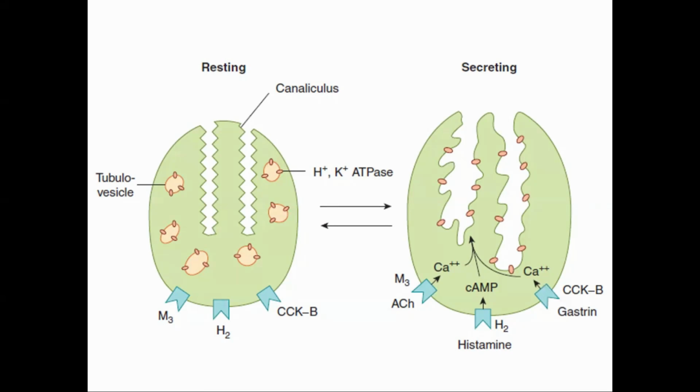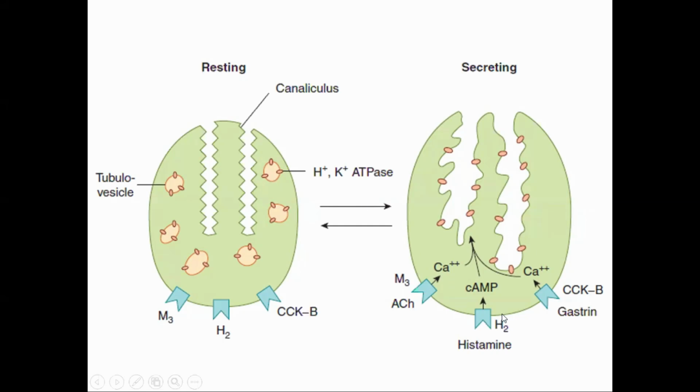Gastrin acts on the cholecystokinin B receptor of the parietal cell, and it also causes an increased level of calcium ion. When calcium ion is increased, it will cause exocytosis of the tubular vesicles consisting of the hydrogen potassium ATPase pump.